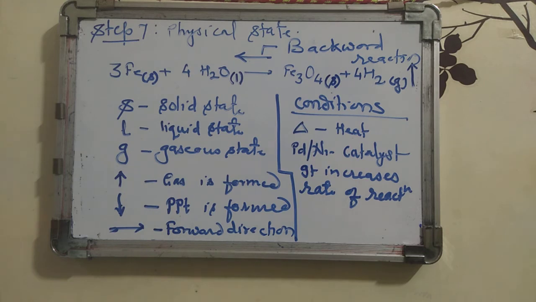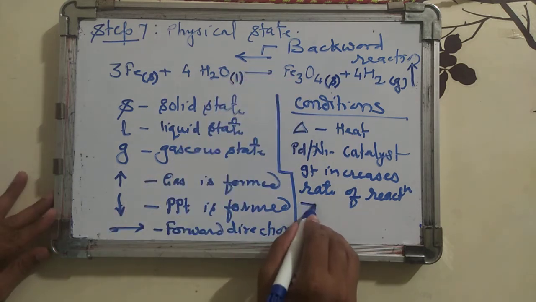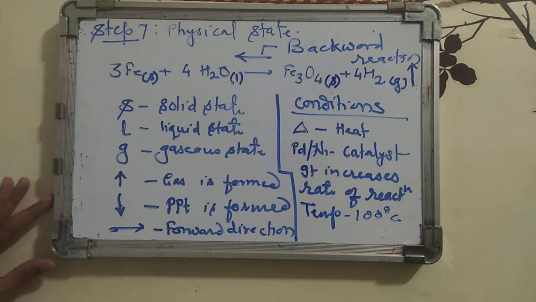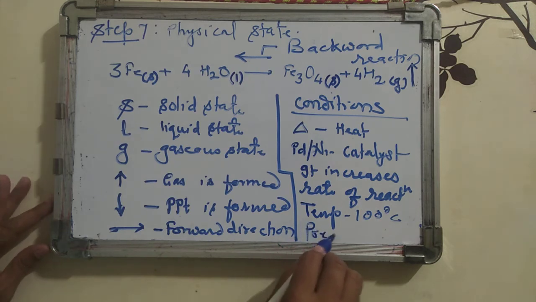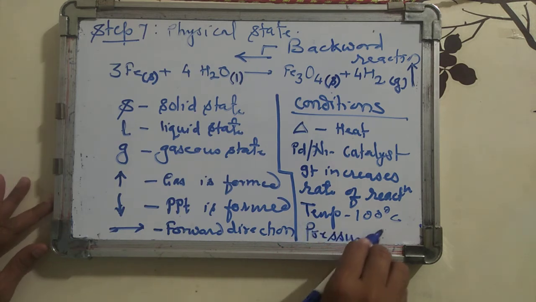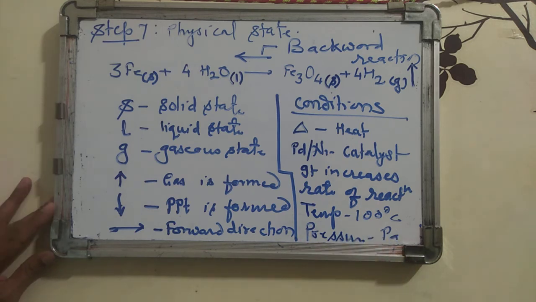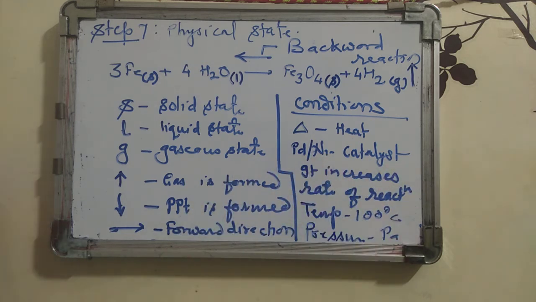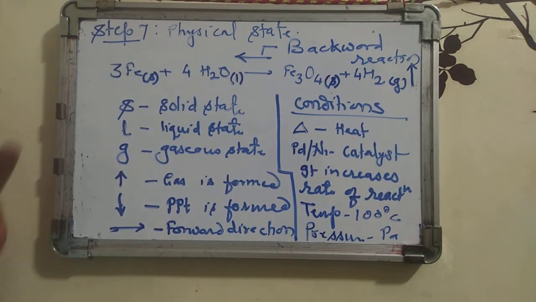Sometimes on the arrow there are conditions. Sometimes we mention temperature also. Suppose the reaction is taking place at 100 degrees Celsius, we write the temperature on the arrow, or sometimes we write the pressure in Pascal, the unit of pressure, or Newton per meter square. So these are the conditions in presence of which the reaction takes place. So here we get the complete reaction, and this is what we understood about balancing of chemical reactions. 5-6 steps are there that you need to revise.